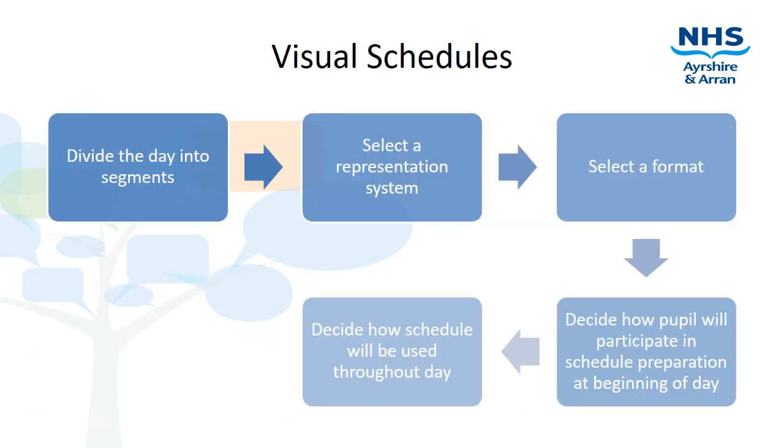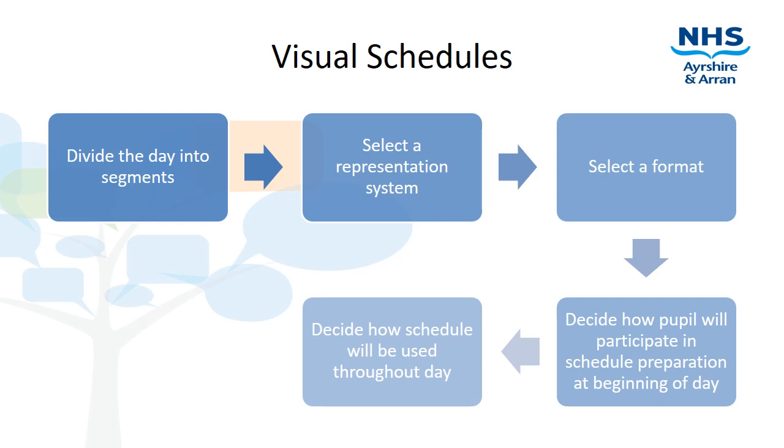So when we're thinking about visual schedules, first we need to divide the day into segments. So is it going to be all of the day or part of the day? We select a representation system. Is it going to be an object or a picture? Are you going to have the schedule going left to right, which obviously supports reading left to right, or is it going to be top to bottom, which developmentally comes first? We need to select a format.